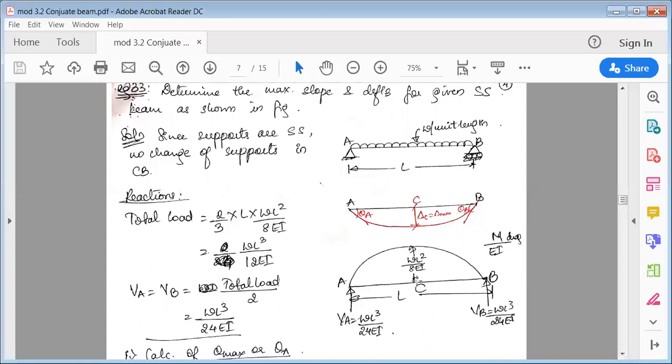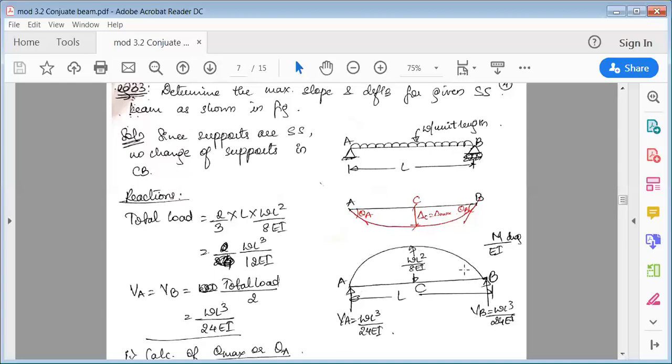So at C it is maximum. Then at A it is 0, at B it is 0, and at C it is maximum. And this is the length L. Okay. Now this is the M over EI diagram, followed by the conjugate beam diagram. Because it's a conjugate beam, the simple support remains a simple support. So we are going to replace the supports at A and B.